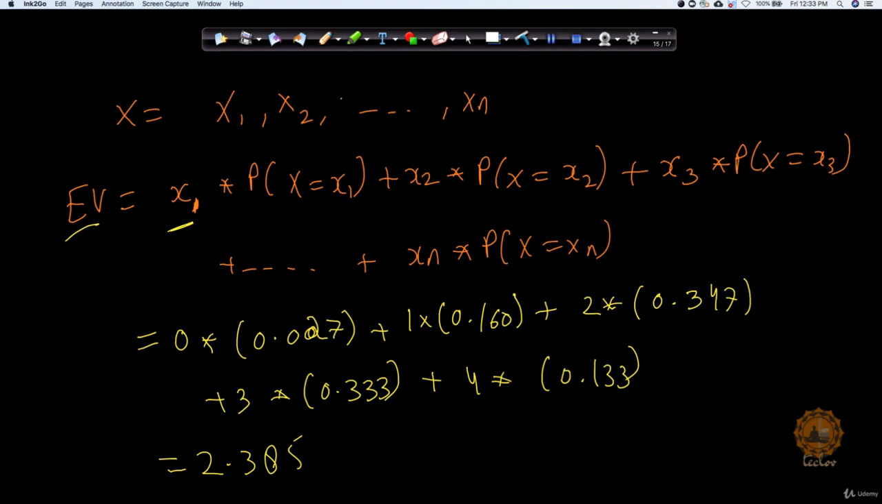So I can define my expected value as x1 into, this is your x1, x2, x3 from here. If I talk in terms of red balls, it means the number of times one red ball came and so on. So x1 into the probability that it has the x1 value. Similarly x2 into this value, x3 into this value, till xn. If I put in the values for my last experiment, we got 0 into 0.027, 1 into 0.160, and so on for all the probabilities, and I got my expected value as 2.385.